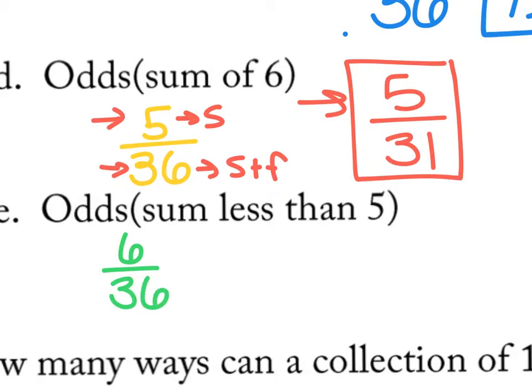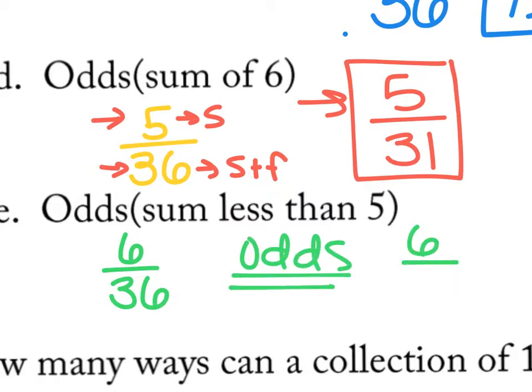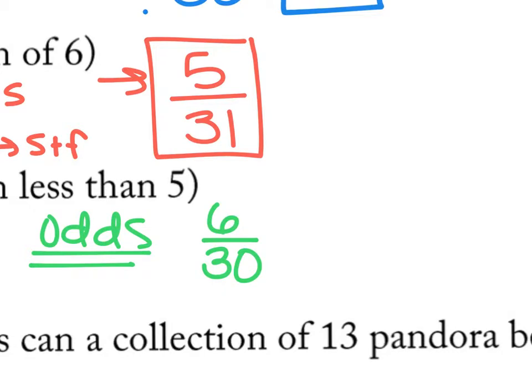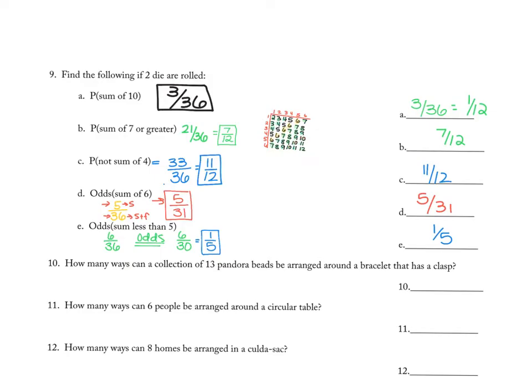That's the probability, which means the odds, 6 successes means 30 fails. So 6 out of 30, which does reduce to 1/5, or 1 to 5. Okay, here are all my answers for number 9.